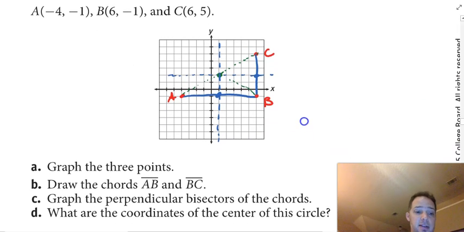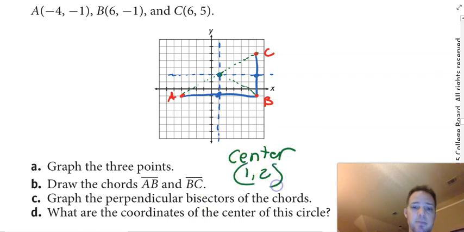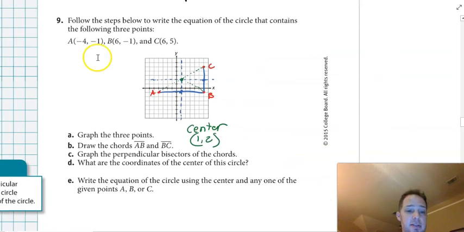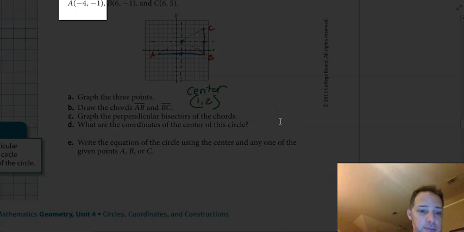So now that we have this, what are the coordinates of the center of the circle? It looks like we're at (1, 2) are the coordinates. So the center is at (1, 2). All right. So the perpendicular bisectors is the way that we're able to use this one. So write the equation of the circle using the center and any one of the points. Okay, let's use A for this one.